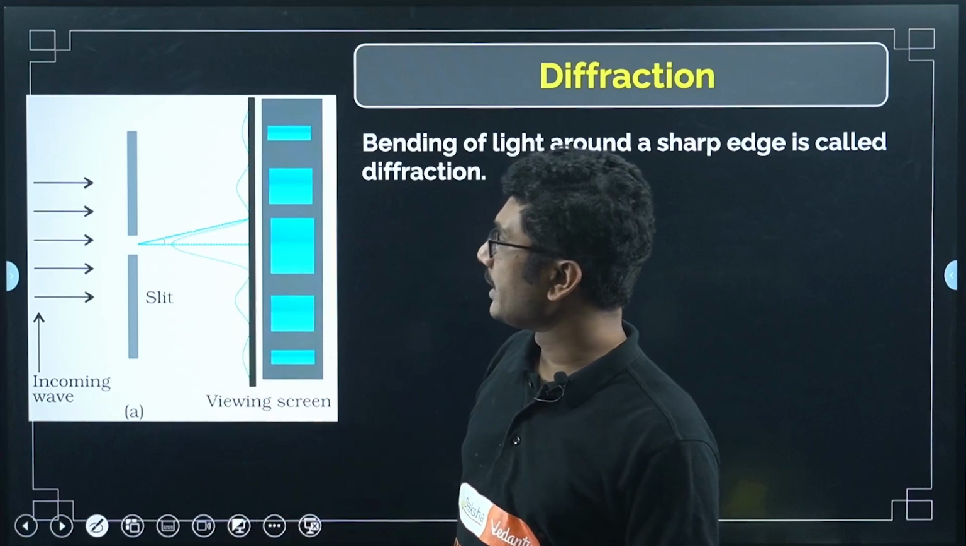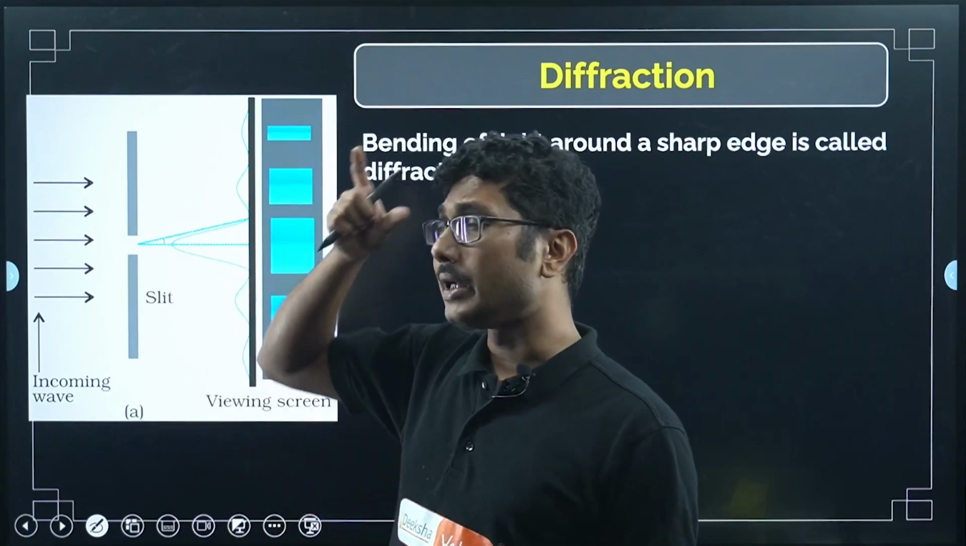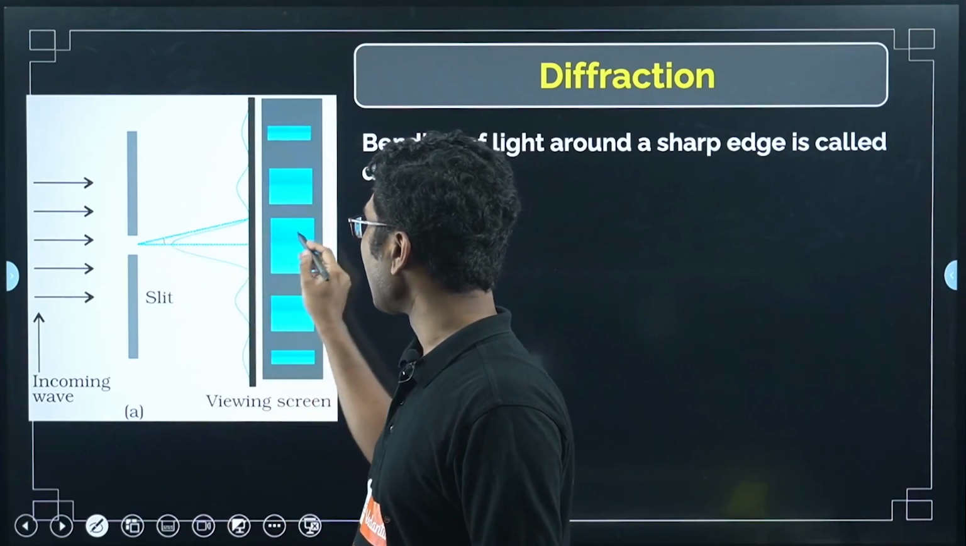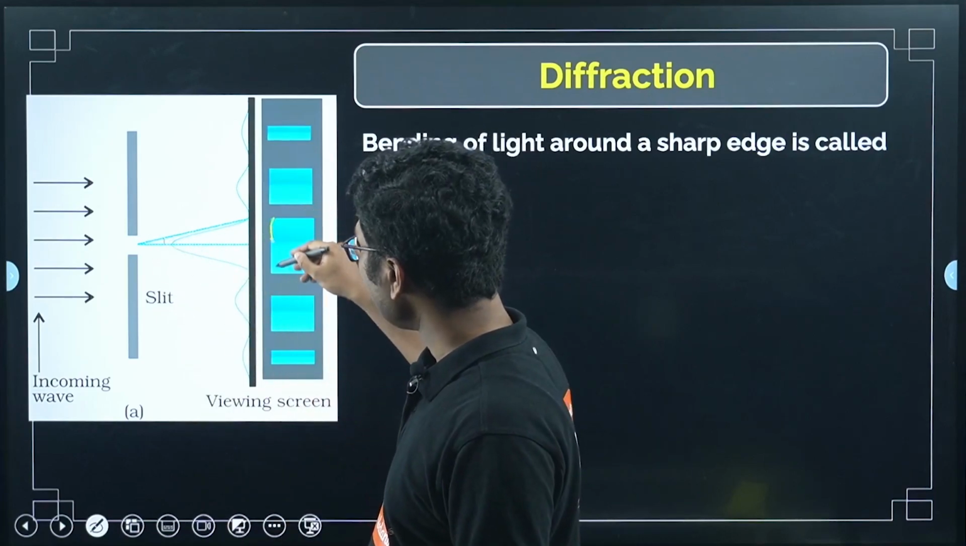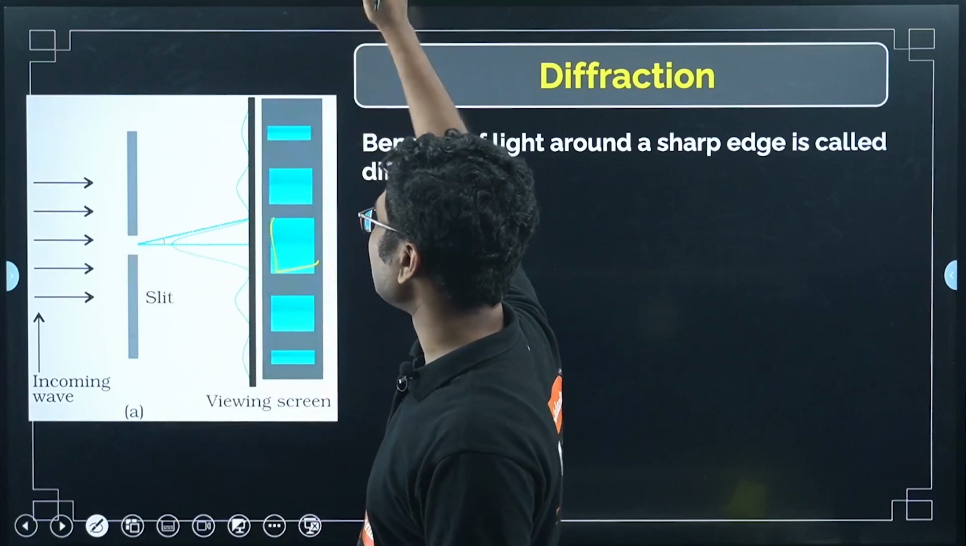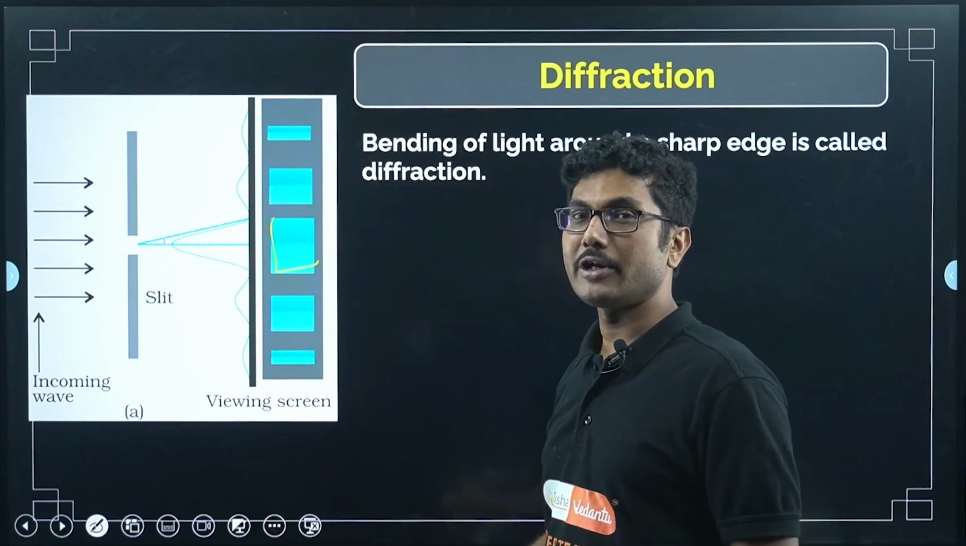So what is happening here, when a light ray is passing through this slit? According to conventional ray optics, you should get only a very bright band when the slit is there, and everything else should be dark, right? Everything else should have been dark according to ray optics.